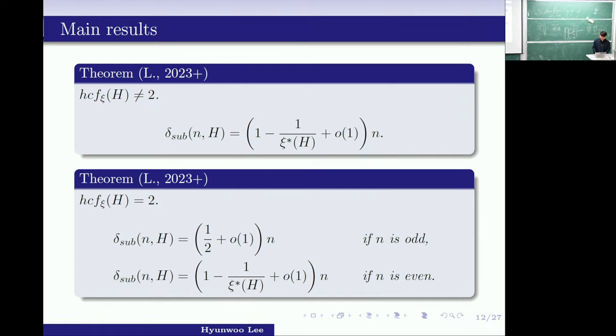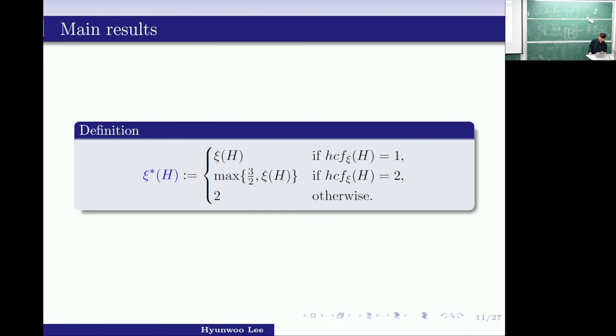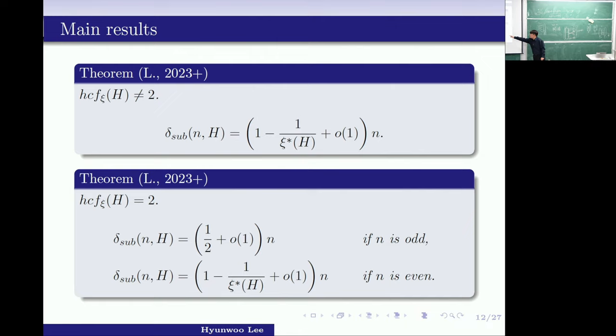When HCF psi h is 2, we define psi star h as the maximum between 3 over 2 and psi h. So this is also 1 over, what, n over 3 or 1 minus 1 over psi h times n.